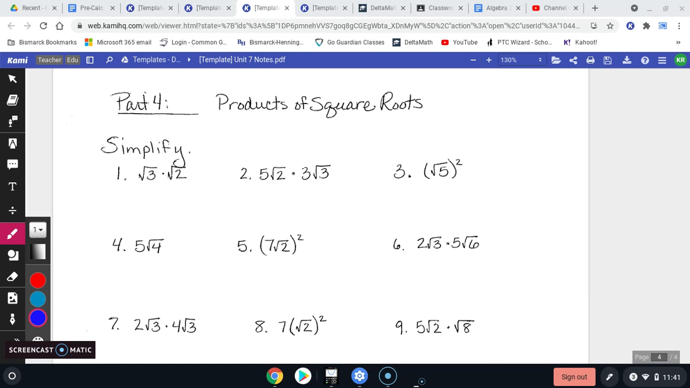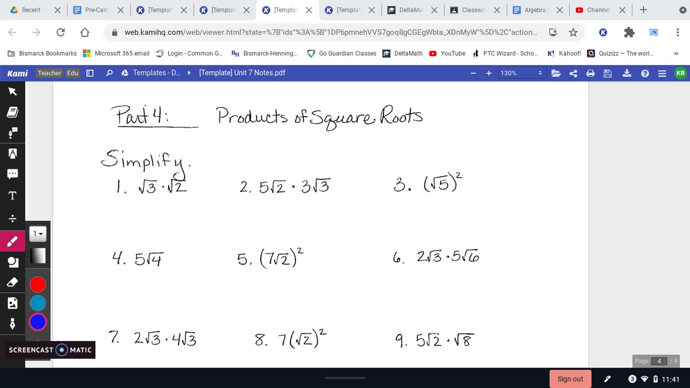Okay, we're also going to be looking at multiplying with square roots. There's a couple of different ways you can do this. The first way is if you're multiplying square root of 3 times square root of 2. That can be written under the same radical. So you can do 3 times 2, and this would be square root of 6.